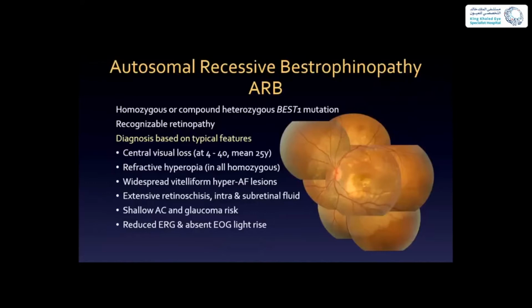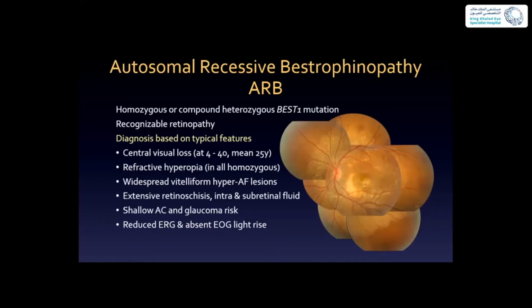What is this case? What are these three cases? This is autosomal recessive bestrophinopathy. It is a retinal degeneration that is caused by homozygous or compound heterozygous mutation in the BEST1 gene, and it has a very recognizable retinopathy, and it's diagnosed based on specific features.